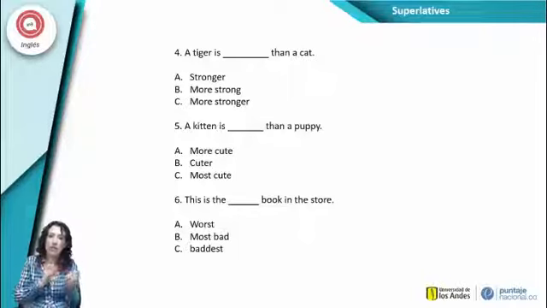Acuérdense que utilizamos more para palabras que tienen dos o más consonantes. Aquí tenemos dos, pero como termina en E, podemos agregar la R y tenemos cuter.